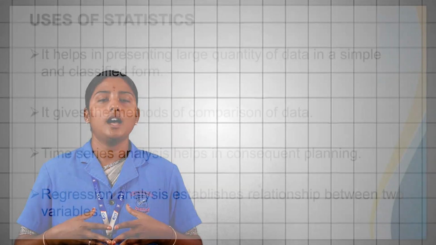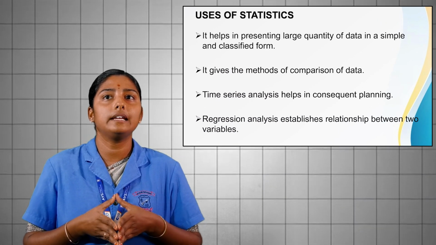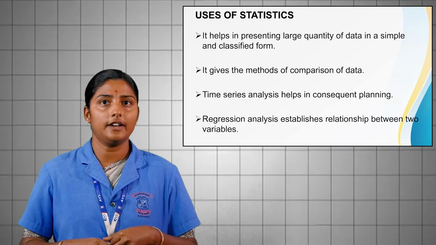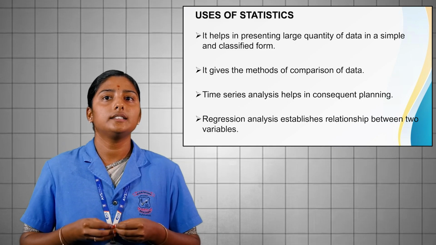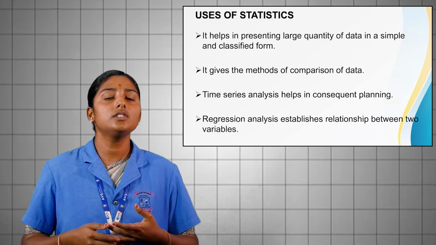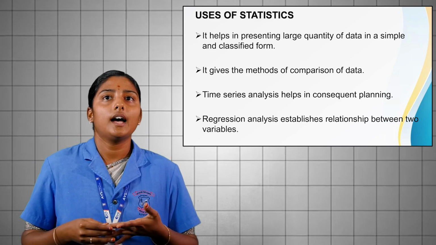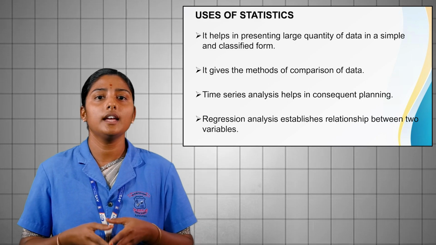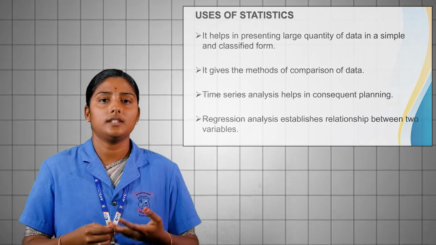Uses of statistics. Statistics is used to help in presenting a large quantity of data in a simple and classified form. It gives a method of comparison of data. Time series analysis helps in consequent planning. Regression analysis establishes the relationship between two variables. Statistics is very convenient for studies, planning, and industries.